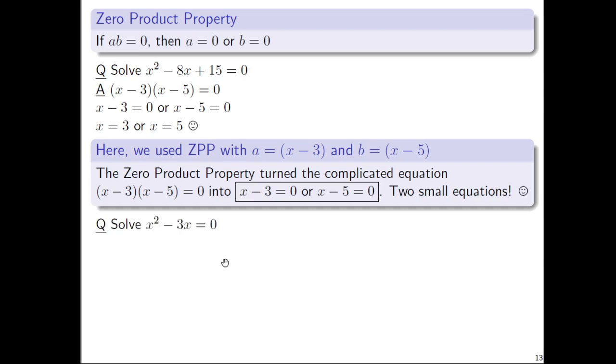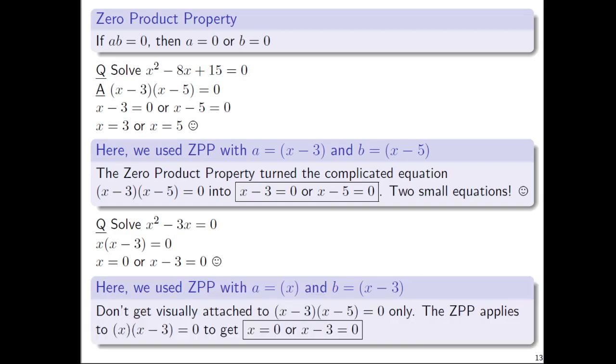Let's solve x squared minus 3x equals 0. Well, there's a 0 on one side. We need a product on the other side. So let's factor the left side. X times quantity x minus 3 equals 0. And so setting each factor equal to 0, x equals 0 or x minus 3 equals 0. And then we should add 3 to both sides. Apologies for the typo here. I just ran out of room.